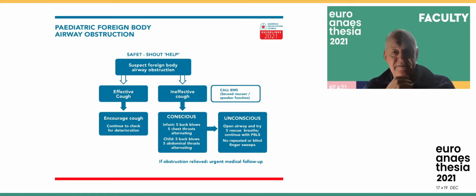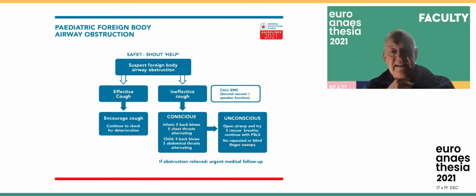If there's ineffective coughing, then back blows and chest thrusts in infants, and for the child, back blows and 5 abdominal thrusts, alternating between the 2 of them. We don't deliver abdominal thrusts in infants because of the location of the spleen, which hangs roughly 1 centimetre or so out underneath the margin of the rib cage.